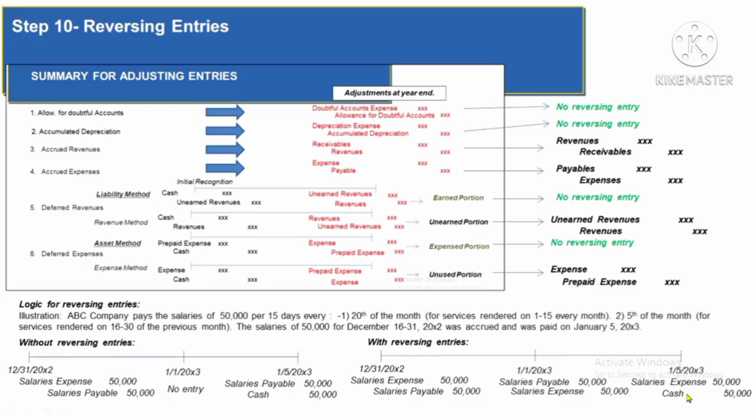And it would still be correct. Why? As you can see, the salaries expense should be recorded in 20x2, right? Because it was incurred in 20x2, which we did. And even if we debited salaries expense on January 5, 20x3, it is still correct. Why? Because it has been negated by your reversing entry. So your debit here has been negated by this credit right here. So that's the logic and the usefulness of preparing reversing entries.